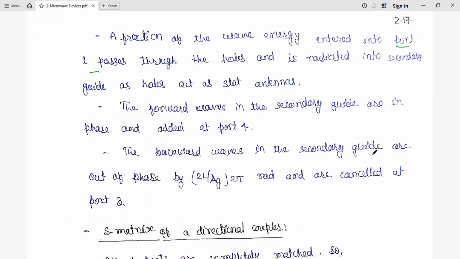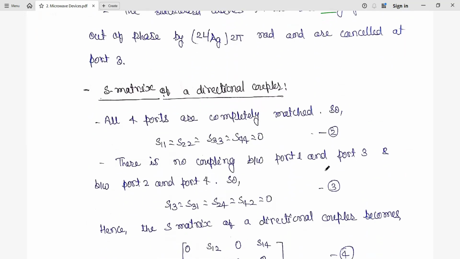Here we again have the forward wave in the secondary guide, which is in phase. When it emerges at port 4, both are in the same phase. But at port 3, it is opposite in phase, due to which it is cancelled out. The backward waves in the secondary guides are out of phase by 2L by lambda g into 2 pi radians. So it is cancelled at port 3 and added at port 4.